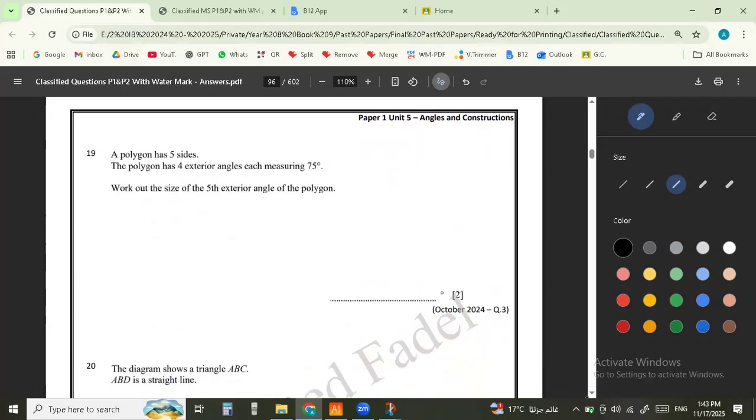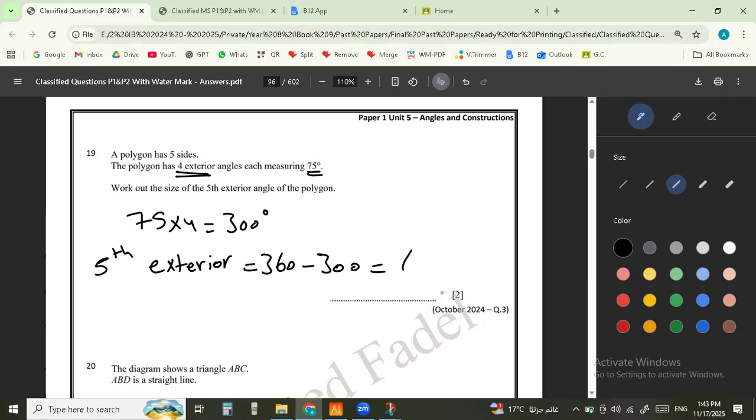A polygon has five sides. The polygon has four exterior angles, each measuring 75. 75 times 4 is going to give you exactly 300 degrees. These are the four exterior angles. Work out the size of the fifth. Well, mister, we know that the five exterior angles add up to 360. Then the fifth exterior angle equals 360 minus 300, which equals 60 degrees. So 60 degrees is the fifth exterior angle. Four are 75 each, so the four of them are 300 degrees. Then the fifth is 60.